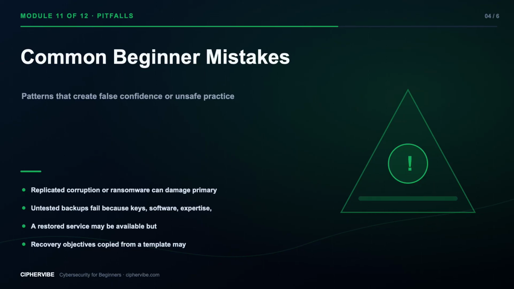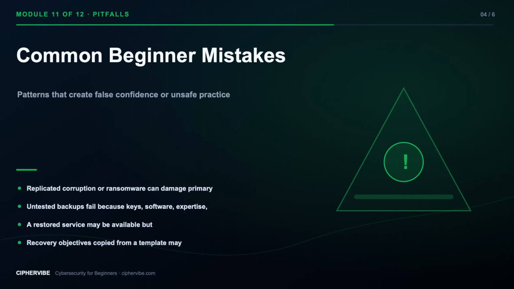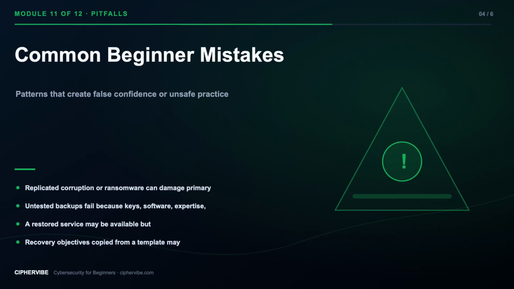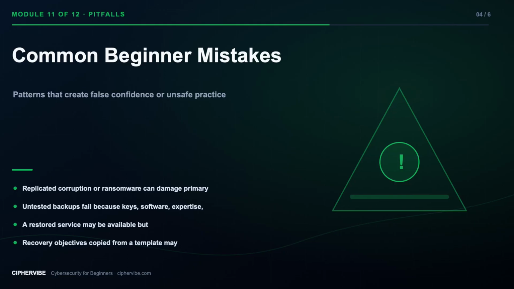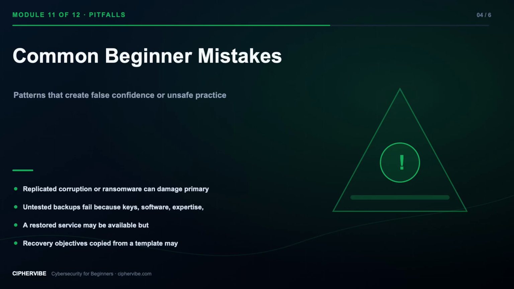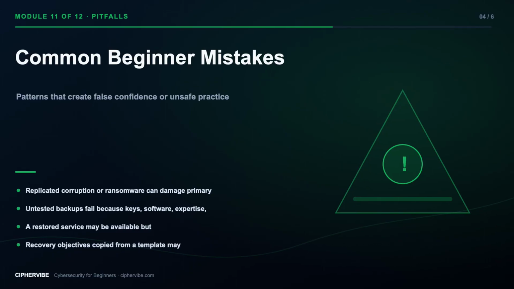Fourth, recovery objectives copied from a template may not match business tolerance. Fifth, third-party outages can invalidate assumptions about identity, communications, and cloud access. These mistakes often share one cause: confusing an available signal with a complete explanation.